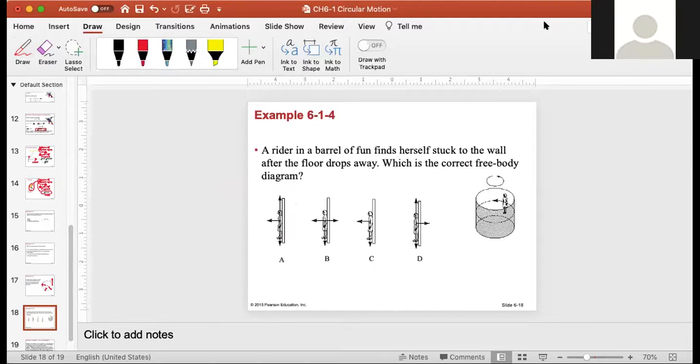Right there. And I don't know if you've ever been in one of these where you're going around in a circle, in a cylinder, and it goes faster and faster and faster, and then eventually the floor drops out. And all you and everybody else is just going around in a circle in this thing. And so the question is, why don't you fall? What's the free body diagram look like? Why are you going in a circle and why aren't you falling?